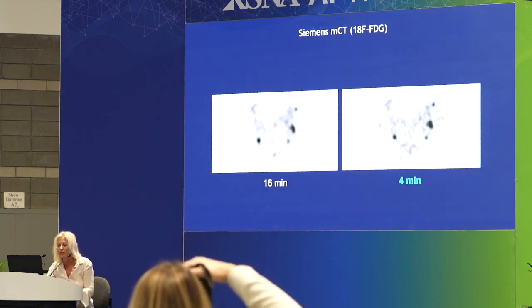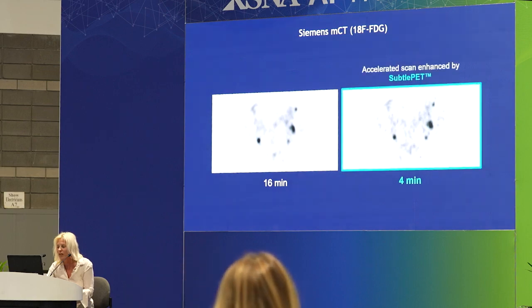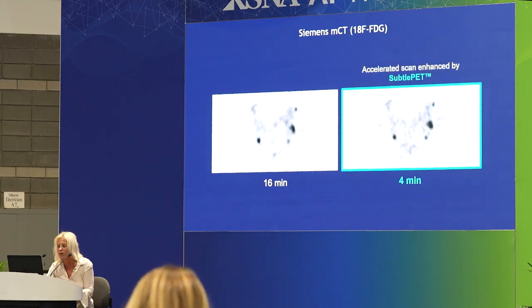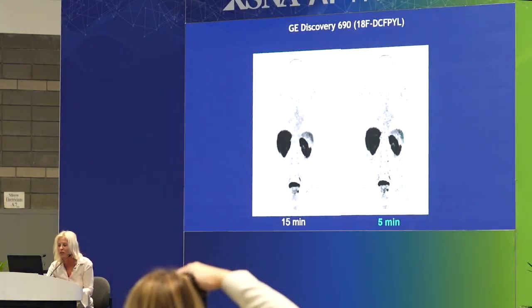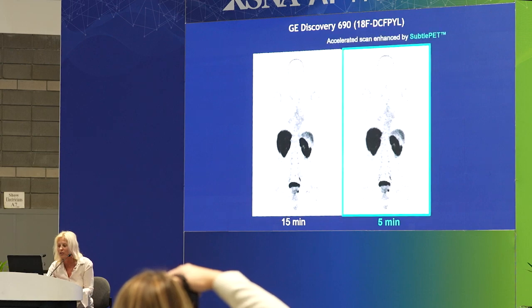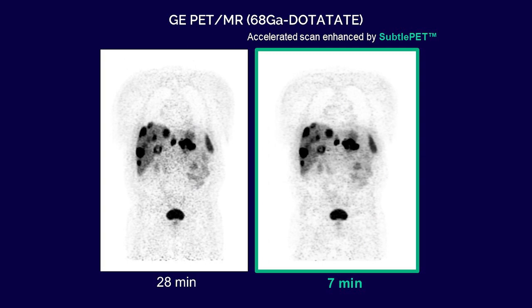The original scan on the left took 16 minutes. You can alter the protocol, get down to 4 minutes, and then restore the image quality with deep learning. Here's another whole body PET that took 15 minutes. Alter the protocol, get down to 5 minutes. Watch closely on this image here, and you see it transformed by the deep learning enhancement to restore that image quality.